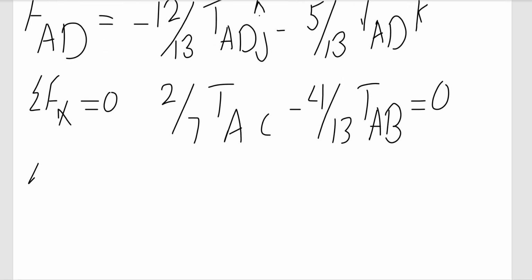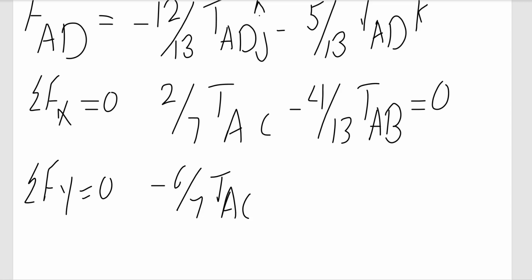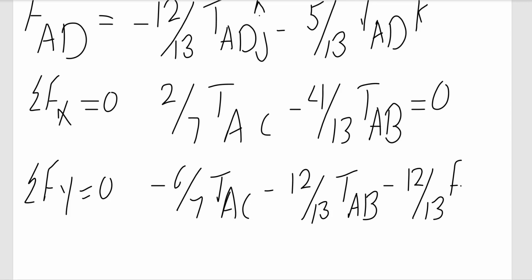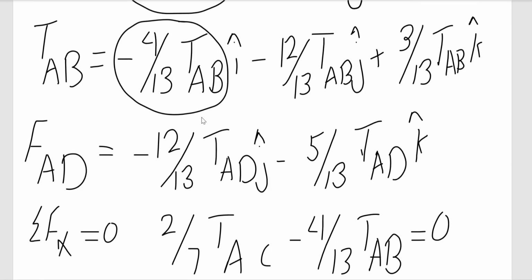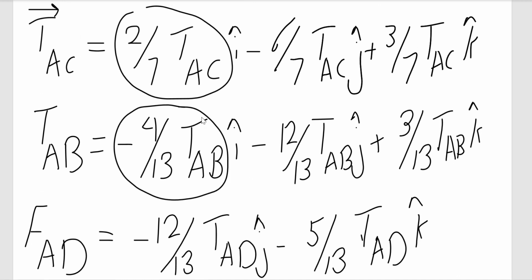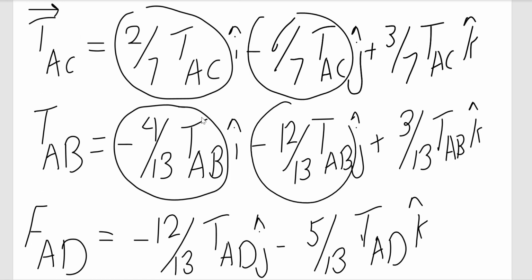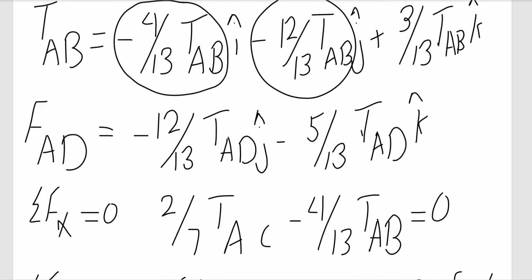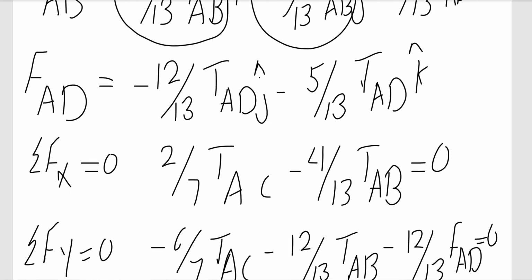Summation of forces in Y: negative 6 over 7 TAC, negative 12 over 13 TAB, negative 12 over 13 FAD equals 0. That was the summation of forces in the Y component. This component, this component, and this component, I just added them together.